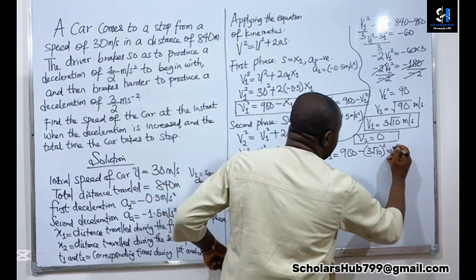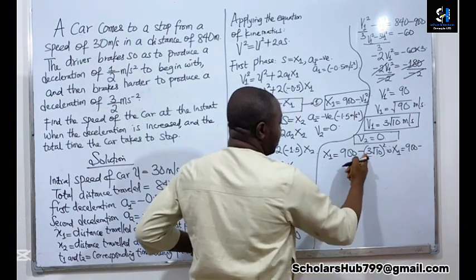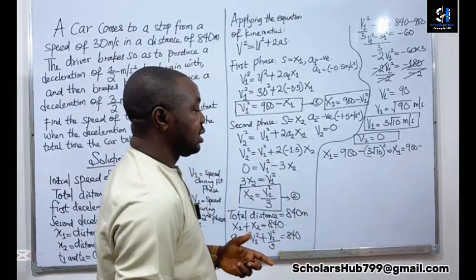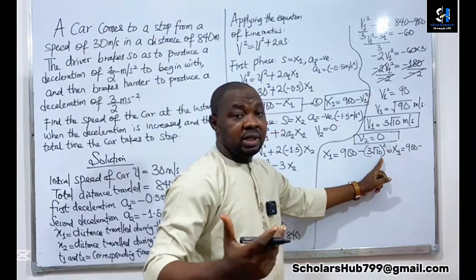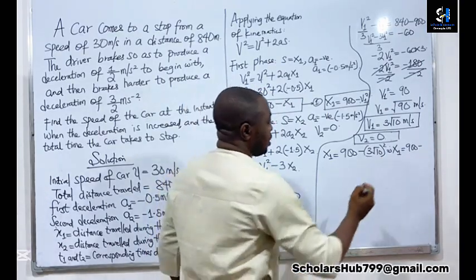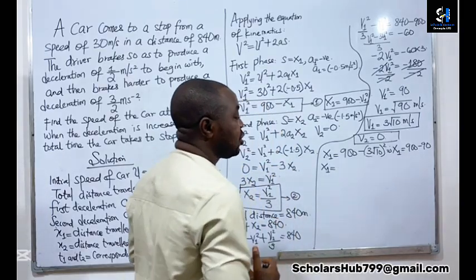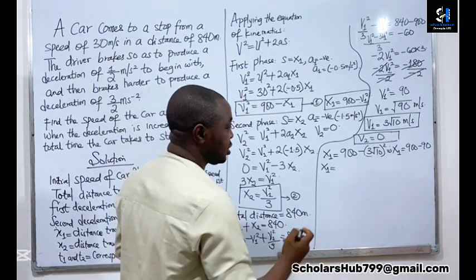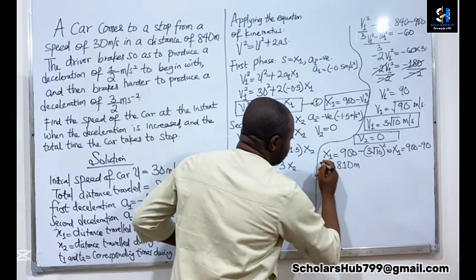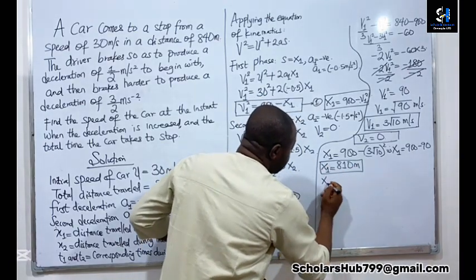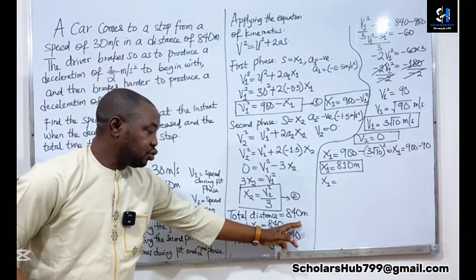So x1 equals 900 minus, this is 9 times 10, because 3 squared is 9. Then multiply by root 10 squared, which is 10. So that will be 90. Which means the first distance traveled, during the first phase, will be 810 meters.